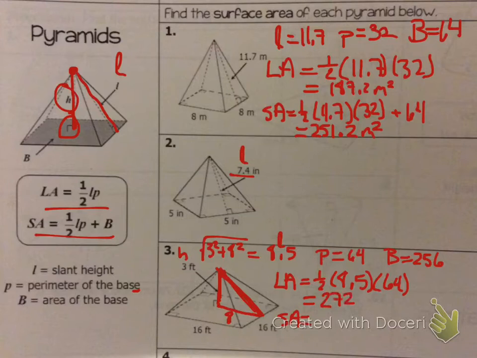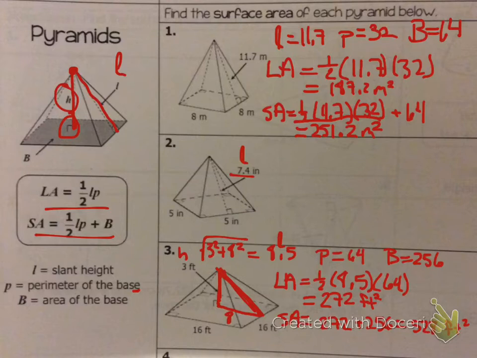I don't really need to rewrite this part right here. I can go here and say, okay, 272 plus the area of the base, 256, will give me the surface area. So if I say 272 plus 256, I get 528. Whoa! Are you kidding me? No, I'm not. Alright, so that's surface area and lateral area for pyramids.